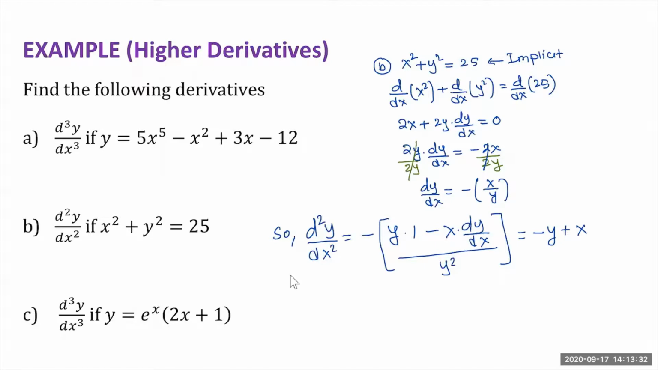I want to find the second derivative, but I already know what dy over dx is. You can look here, dy over dx is negative x over y. So in place of dy over dx, I can use the value from there, which is negative x over y. And in the denominator, we have a y squared.